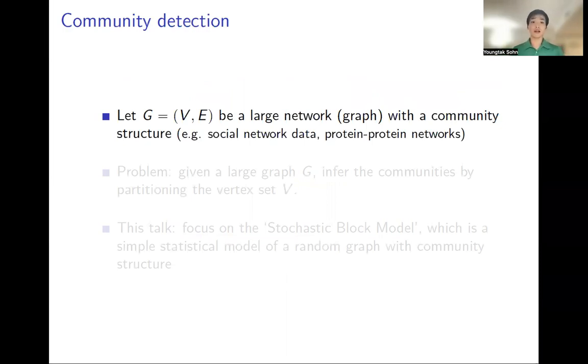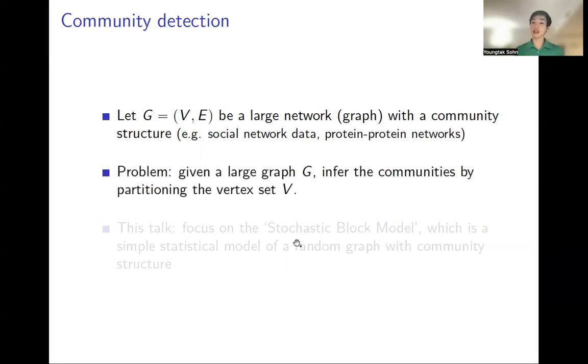So let G be a large network or a graph with some community structure. The easiest example to think of is social network data, where vertices are different people and edges encode whether these people are friends or not. Given this graph, we wish to infer the community structure of these people. Also, G could be a protein-to-protein network. And the problem is, given this large graph G, infer the communities by partitioning the vertex set V.